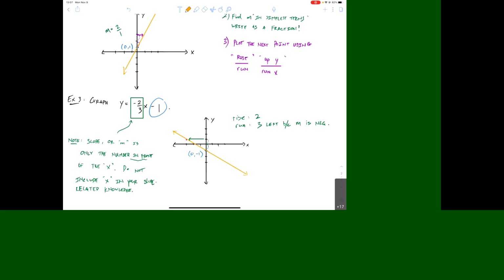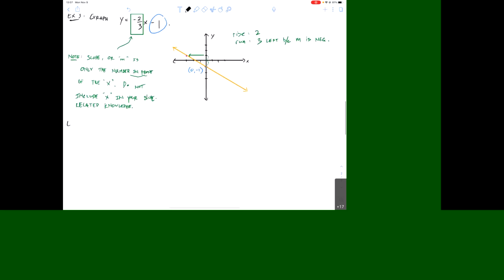Okay, so what happens when they don't give you the equation in slope-intercept form immediately? That's very common as well in terms of practice as well as questions on exams. So if you go to example 4 right now, again, it will say graph, but this time they'll show you something like this.